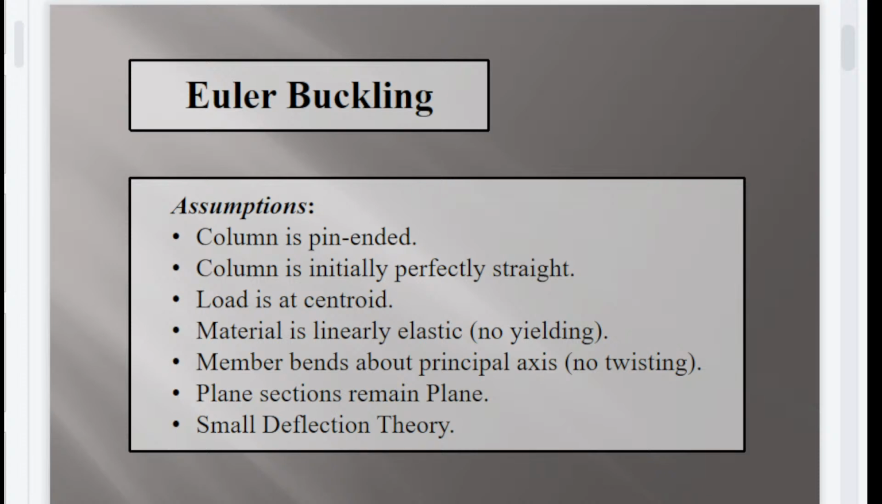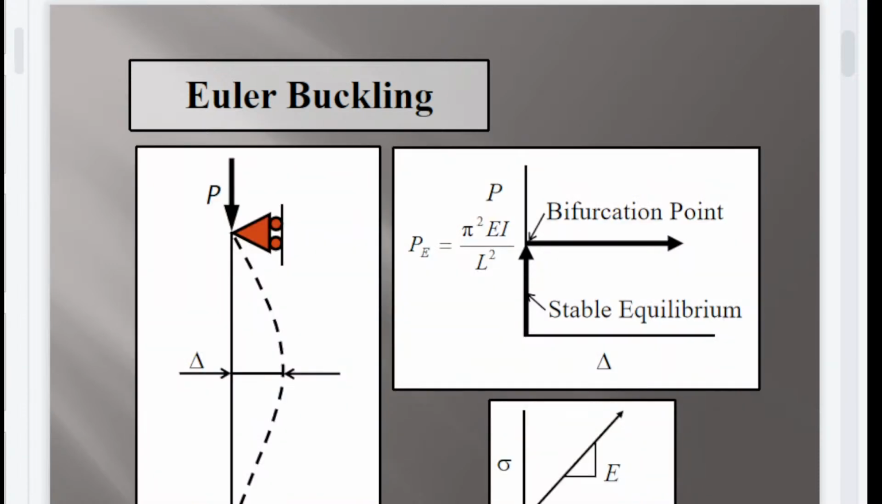Member bends about principal axis. So no twisting. And plane sections remain plane and small deflections. So these are the assumptions. So no twisting as yet. In order for us to tackle the global or Euler buckling, so Euler buckling, therefore, pin connected, top and bottom, pin connected.